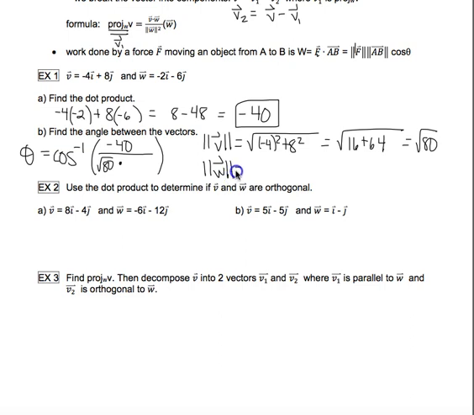Vector w's magnitude, we do the same thing, square root of a squared plus b squared, so negative 2 squared plus negative 6 squared in this case. So that gives us 4 plus 36, so the square root of 40 for its magnitude. Again, because we're going to be using the inverse cosine feature here, because we know this is not a unit circle value, we really don't need to simplify any of this. It'd kind of be a waste of our time.